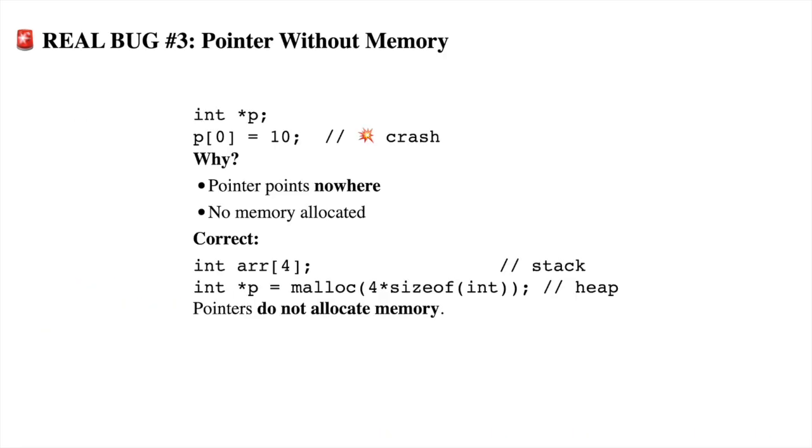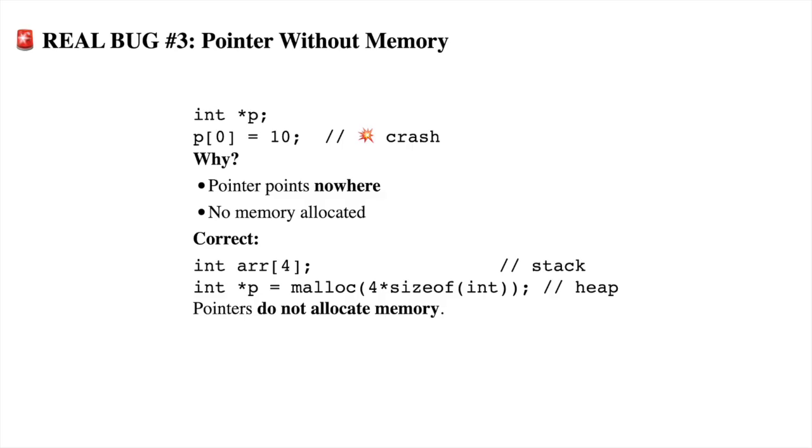Real bug 3, pointer without memory. Let's take an example of a pointer of integer type. Here I am doing p of 0 equals 10, assigning a value. This will give me a crash. Why? Because the pointer points nowhere, no memory has been allocated yet.